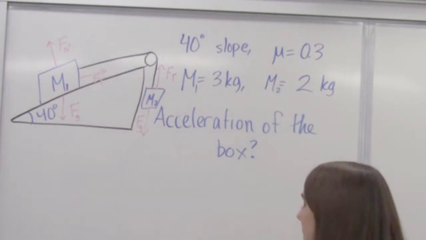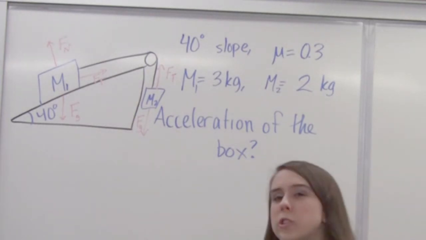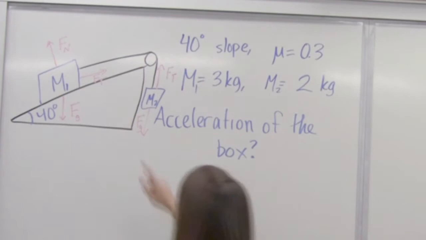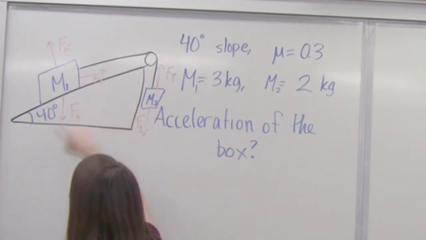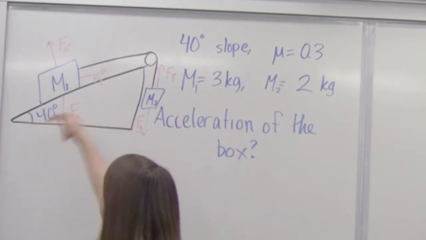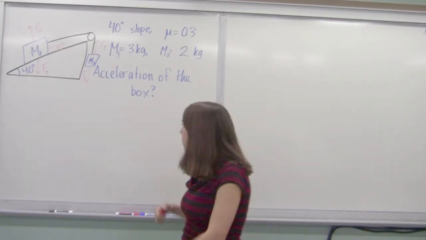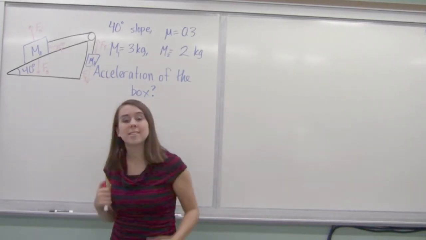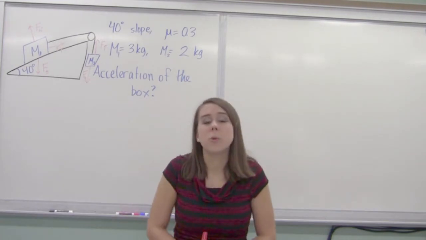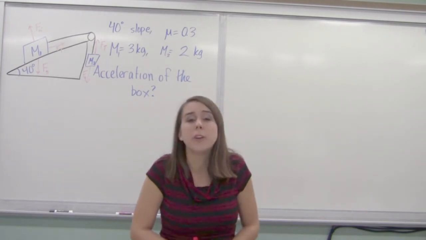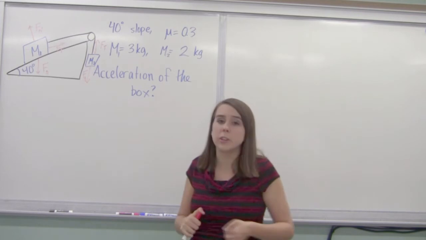But here's the thing, I don't know which is stronger. I don't know whether this tension force is going to be stronger or whether the component of the force of gravity that pushes that box down the hill. Friction is always a force that resists sliding. But which way is this going to be sliding? I don't know.